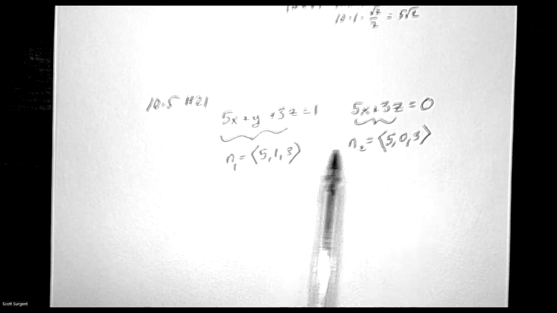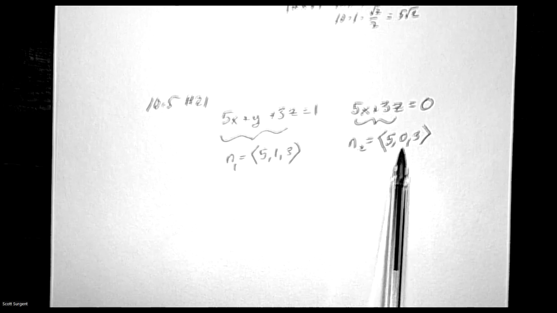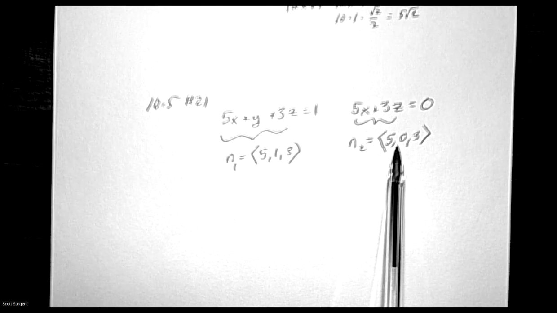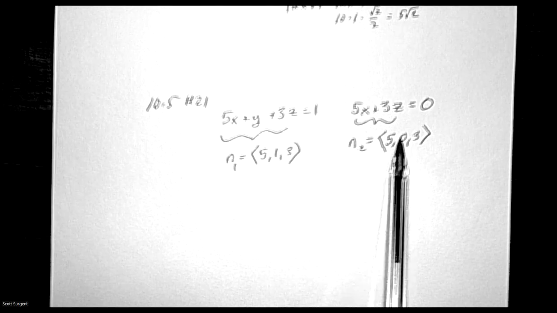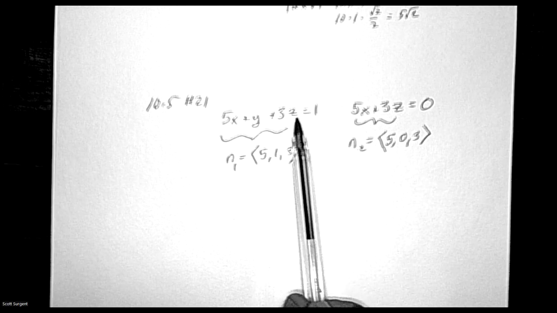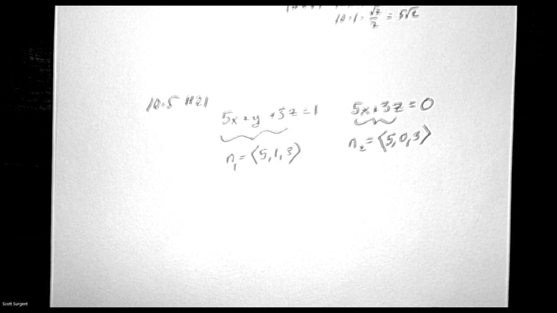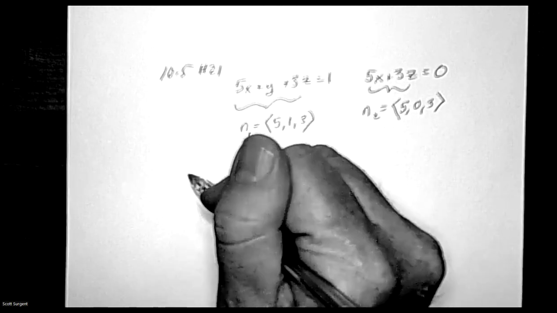So these are both orthogonal. This is orthogonal to this plane. This is orthogonal to this plane. The cross product of these two will create a vector orthogonal to both of these, therefore parallel to where these two planes intersect. You know what? I can draw a picture.